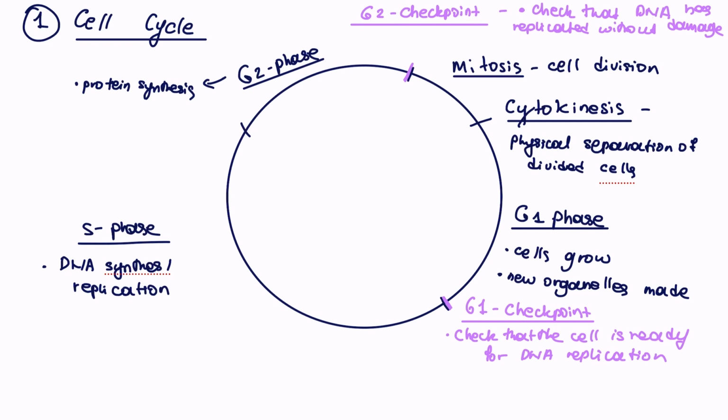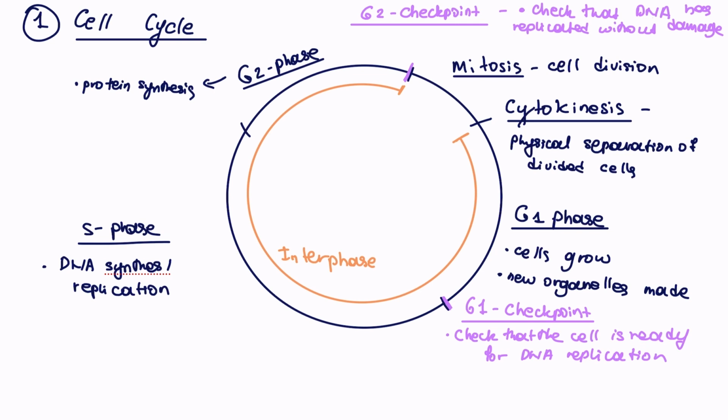The last thing you need to know about the cell cycle is that collectively G1 phase, S phase, together with the G2 phase are called the interphase. So as you can see, I've now labeled this with orange, leaving the mitosis and cytokinesis out and labeling this as an interphase. So it's just the state the cell is in when it's not undergoing mitosis.